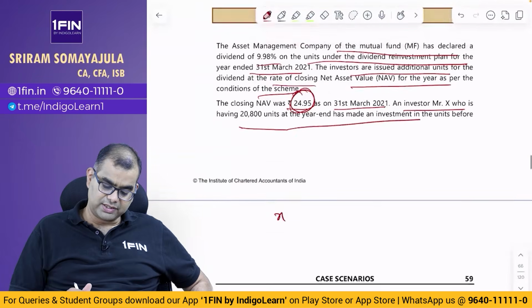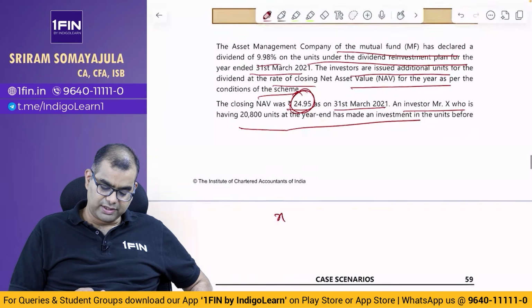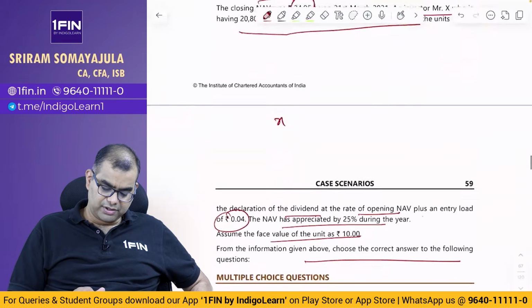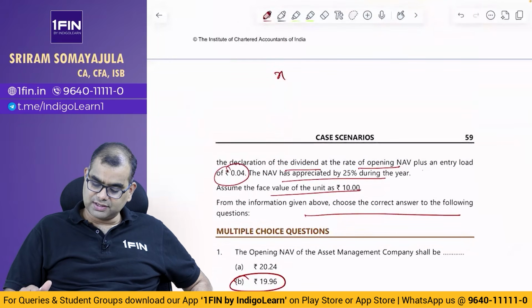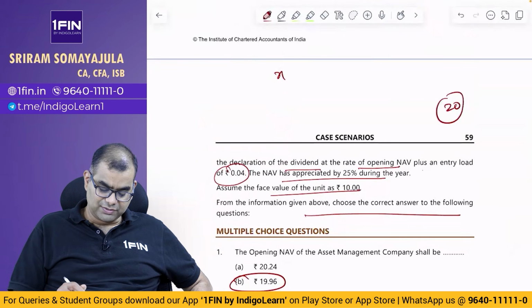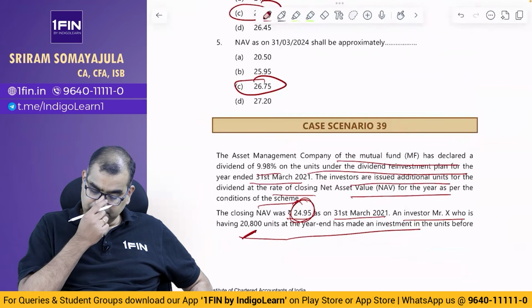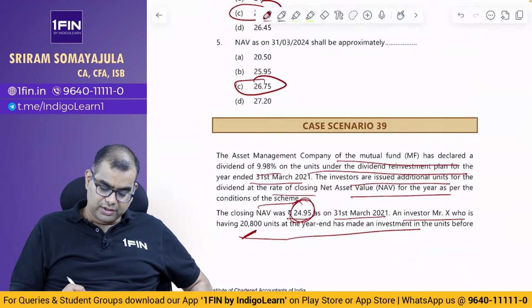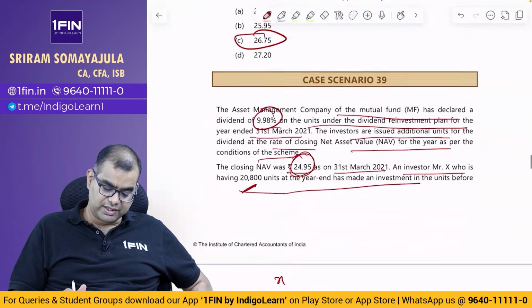Then the number of units purchased. See, 19.96 was the opening NAV. But what did you do? He made the investment before declaration of dividend at the rate of opening NAV plus entry load. So plus 0.04, he purchased it at 20 bucks. He purchased each unit at 20. At the year end, he has 20,800 units. Now 20,800 units is basically post dividend reinvestment. How much was the dividend that is reinvested?